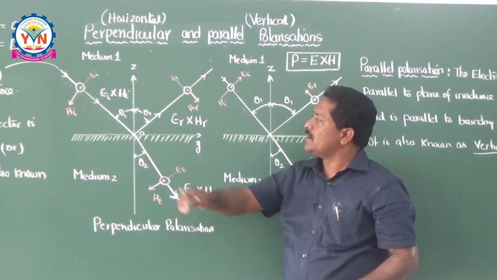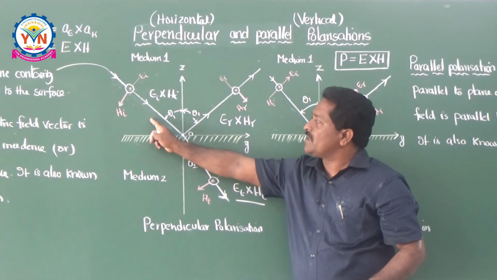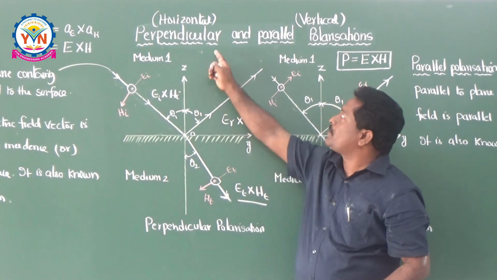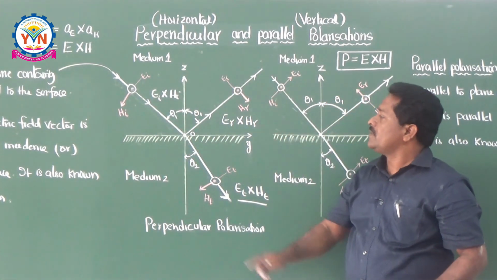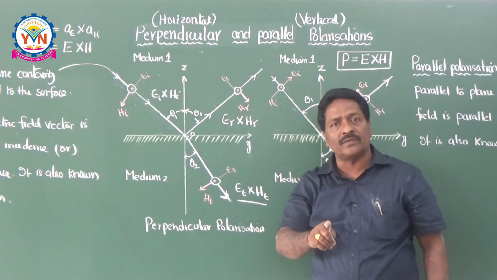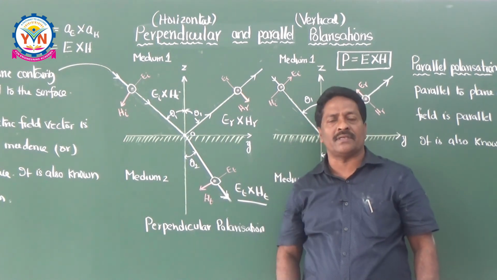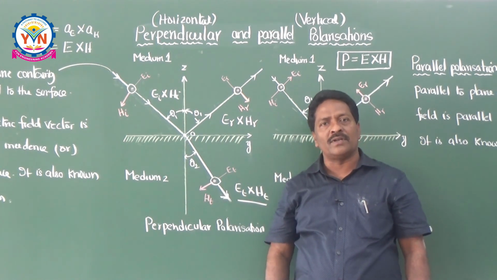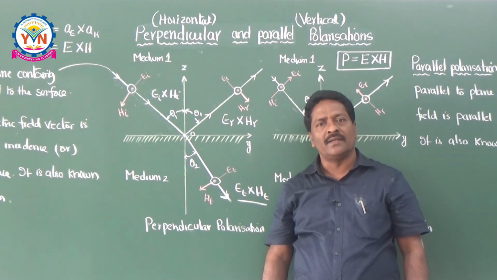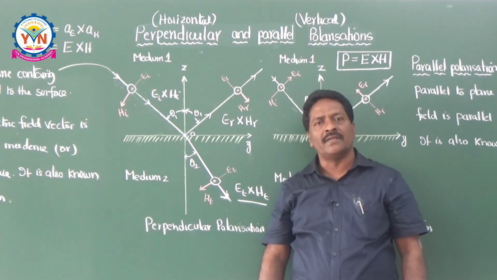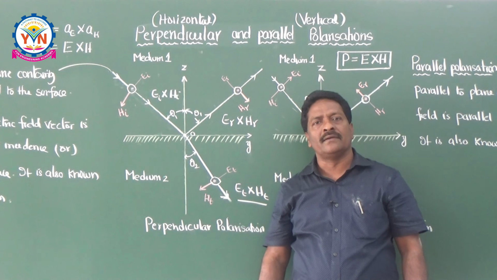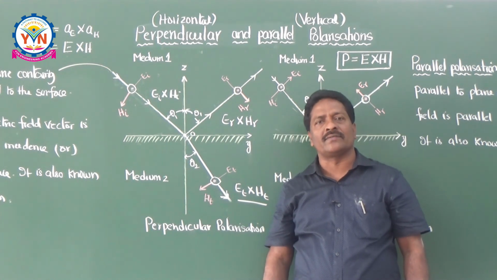Finally, I conclude: with respect to the plane of incidence, there are two terms you have to use, perpendicular and parallel. With respect to the boundary surface, you have to use horizontal and vertical polarizations. Okay, I hope you understood the definitions very clearly. So let us use these definitions for the next cases, like reflection of electromagnetic waves at oblique incidence by both conductors and insulators. Okay, thank you.